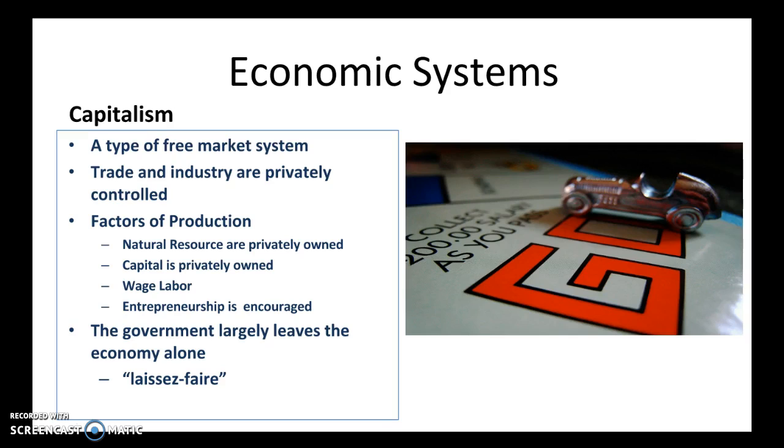Capitalism is a term that you're going to hear a lot that connects pretty closely with the free market system. What capitalism means is that all of the factors of production, the things that people need to make, build, and sell things, are controlled by individual people. And the government's role in capitalism is to largely leave the economy alone. And here we have another important term that you might hear, laissez-faire. It's a French term that just means leave it alone. And this is what capitalists, people who live in a capitalist society, expect that their government will do.